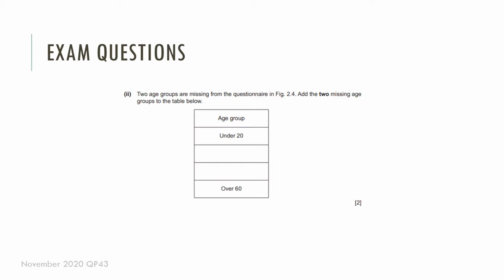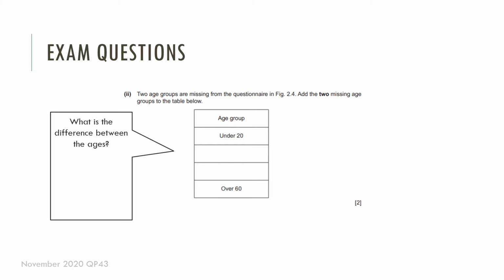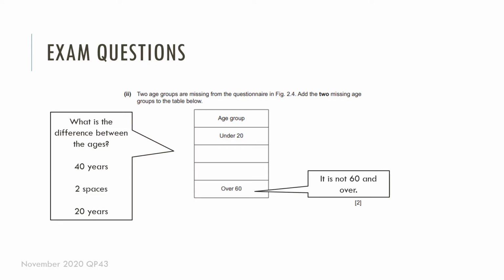So what types of questions could you be asked on this? Well, these are two that I've got, and I'm going to go through them now. One of them is trying to work out the two missing age groups. First thing to do is look at the difference between the ages that you've been given. So we've got 40 years, 2 spaces, so each little space has to be over a span of 20 years.